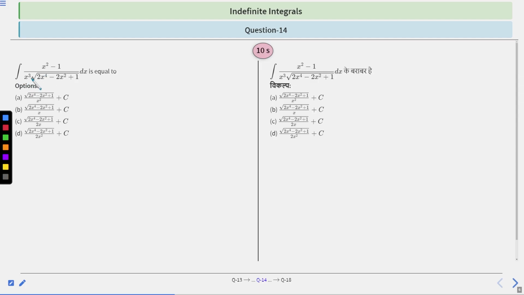Therefore, numerator will become x square minus 1 and denominator will become x to the power 5 root over 2 minus 2 by x square plus 1 by x to the power 4. Now 2 minus 2 by x square plus 1 by x to the power 4, you can assume it as t, right? Then when you will calculate dt, this part will become dt. This part and denominator x to the power 5 will become dt, right?